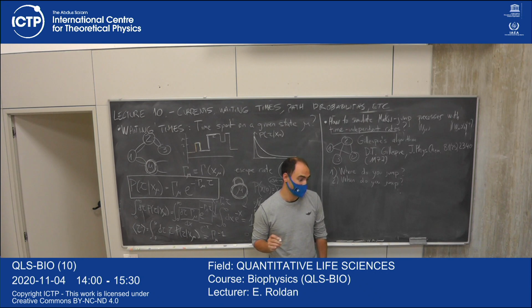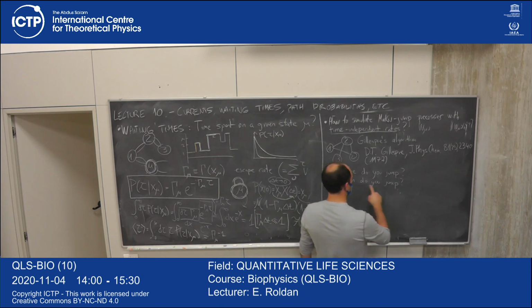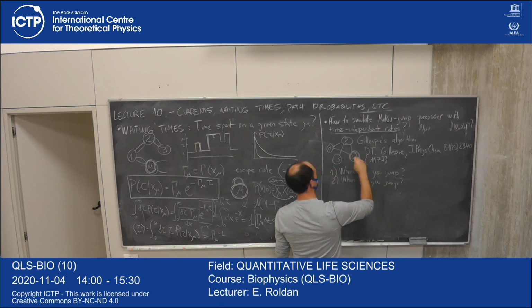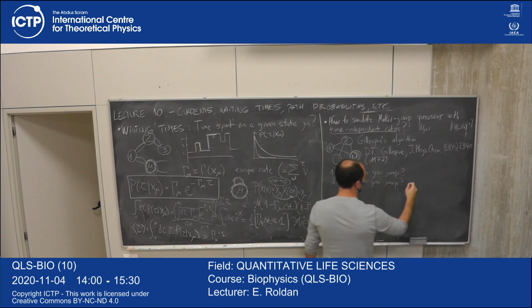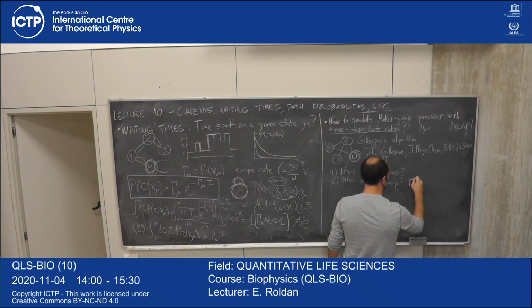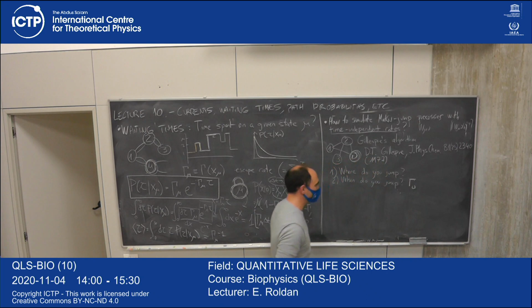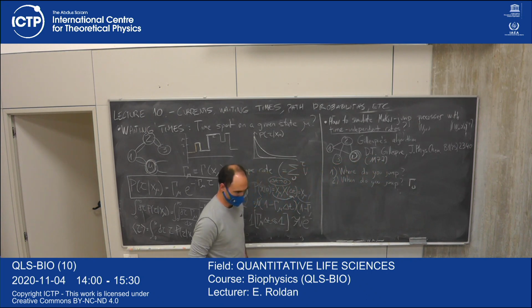I just say it. So, I am here in state 3. When should I jump? Gamma, exactly, the escape rate. For this, if I'm in state nu, let's say I'm in state nu, to know when do I jump, I need to know gamma nu. And how do I choose where do I jump? What do I need for this?